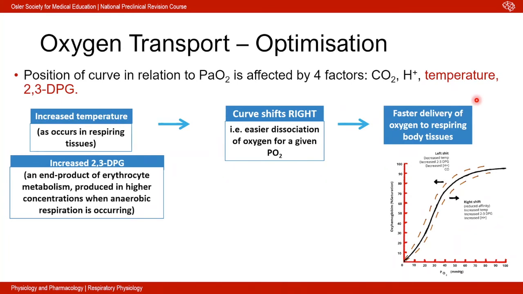So I'm not going to bore you by going through the other way, but a leftward shift is basically a decrease in all of those things. So the hemoglobin is going to want to hold on to its oxygen a bit more in places where there's less of these processes required, and therefore less oxygen required.